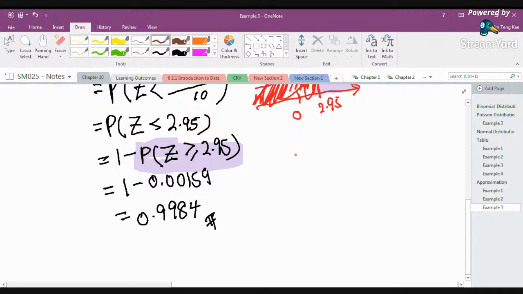Followed by the last example. Probability of getting between 180 and 190 tails. So 180 and 190 tails. Take note, in this case I want between, therefore the inequality sign has no equal.